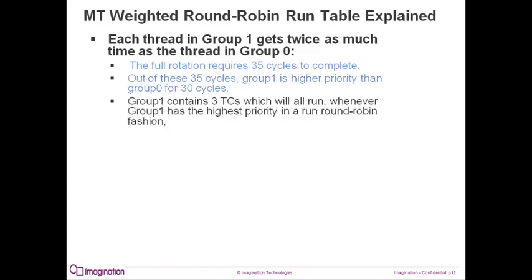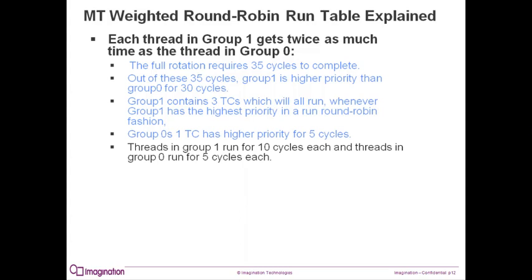Each thread in the group gets an equal share. Each thread ran for 10 cycles. Out of the 35 cycles, the single thread in group 0 had the higher priority to run for 5 cycles. So you can see that each thread in group 1 ran for 10 cycles, and each thread in group 0 ran for 5 cycles, which accounts for any thread in group 1 running twice as much as a thread in group 0.